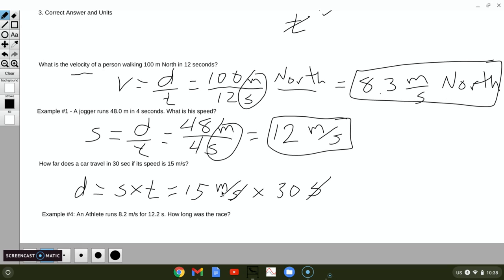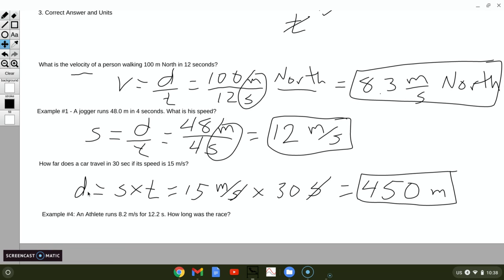Meters are left alive. So now it is 15 times 30, which on your calculator should spit out 450. Since I killed the seconds, they're no longer a part of this. The meters are alive. Meters are a unit of distance. So that works out nicely there. All right.